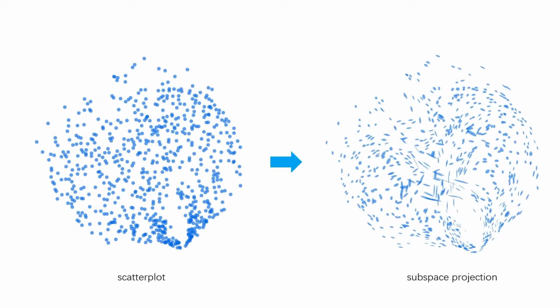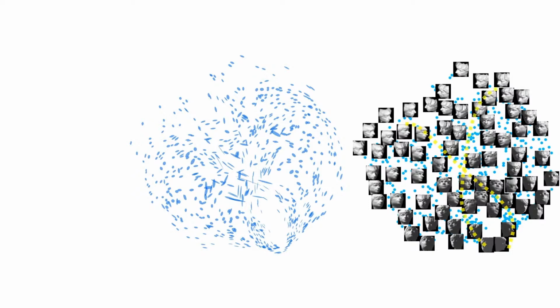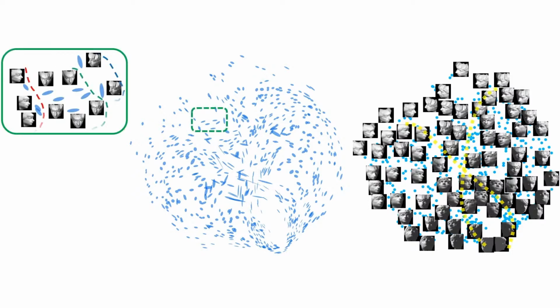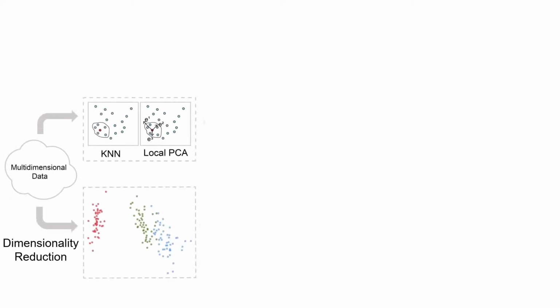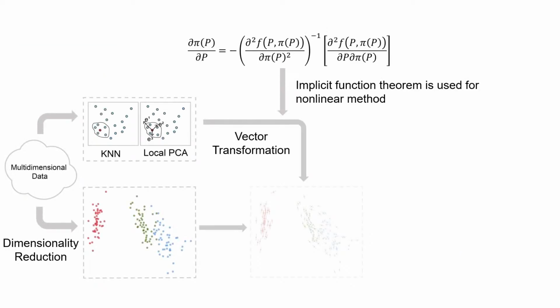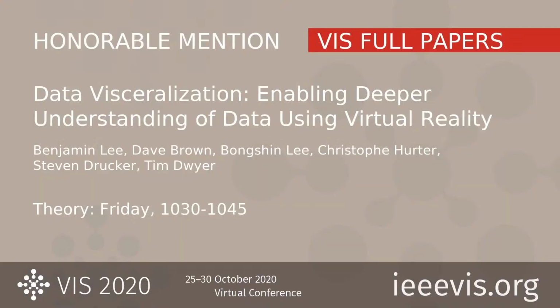Given a dimensionality reduction scatterplot, we project its original subspace. Through the orientation and shape of our glyphs, both the global trends and local patterns can be identified. To transform the vectors, we use implicit function theorem. We apply our method to different kinds of data.